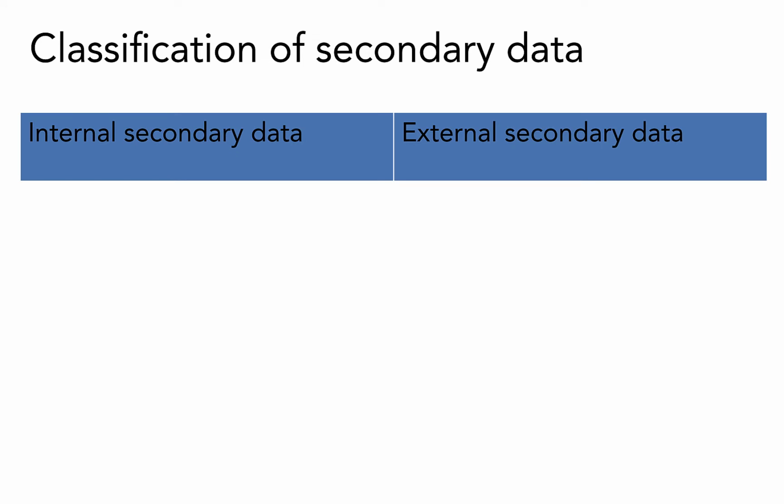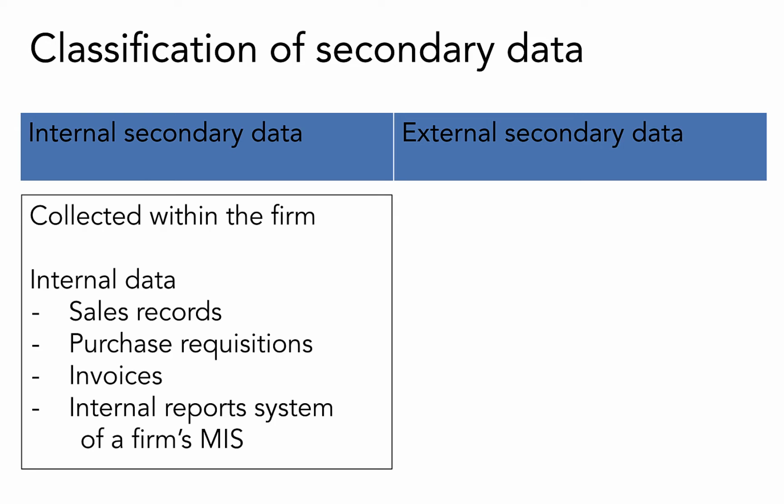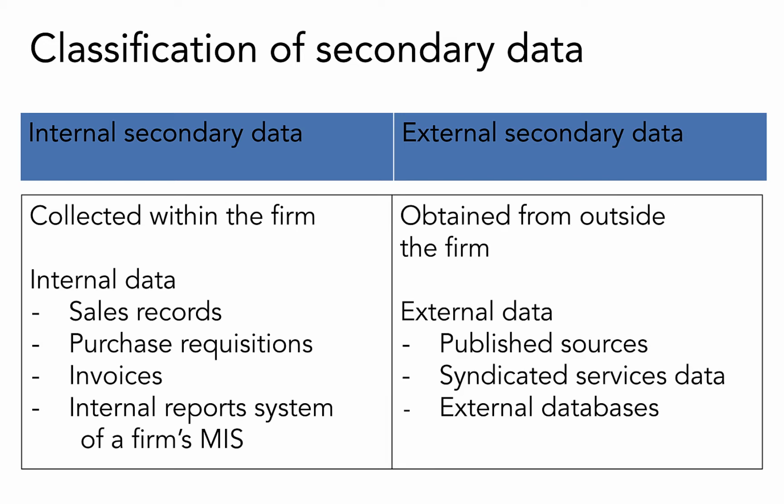There's two main classifications of secondary data: internal versus external secondary data. Internal secondary data is collected within a company and consists of information such as sales records, purchase requisitions, invoices, and are all part of a company's MIS. External secondary data is data that has been obtained outside of the company, but that can be used by companies for their research purposes. For example, research organizations or government data can be part of external secondary data, but also published sources, syndicated services data, and various external databases.